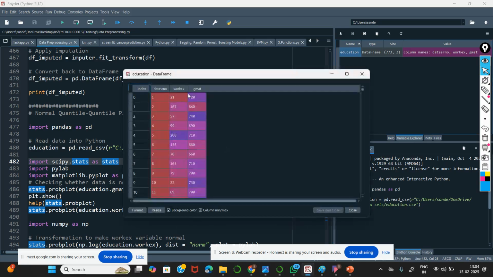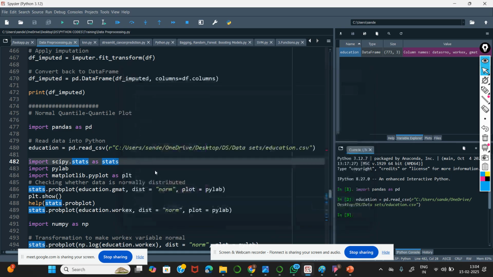Data: serial number, workex, GMAT. Workex is nothing but the work experience of employees in months. GMAT is nothing but the scores, GMAT scores. Okay, GMAT is a very good exam. If you want to pursue your higher studies, you can go and apply for GMAT.